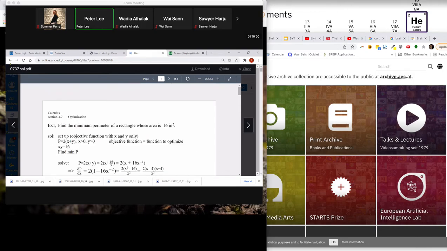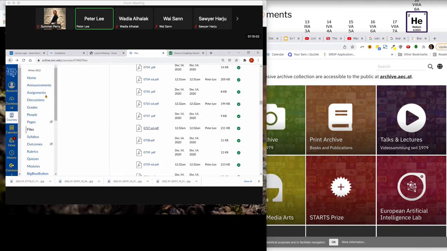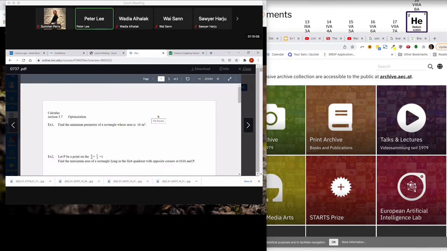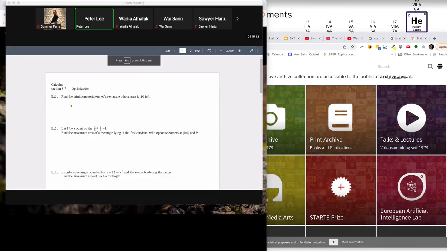So before we get there, let's look at this here. Let's look at section 3.7. Example 1: find the minimum perimeter of a rectangle whose area is 16 inches squared.